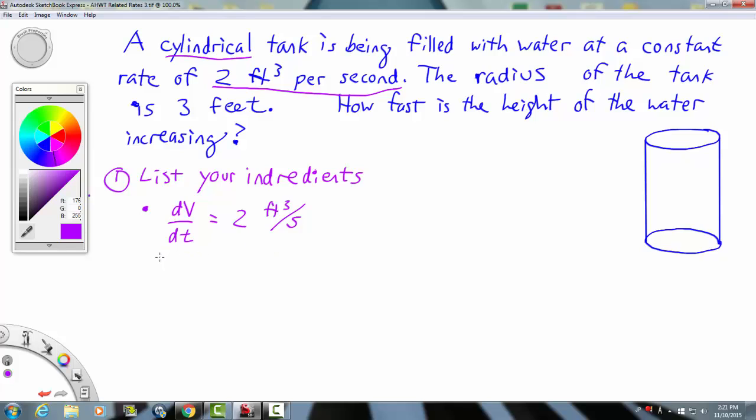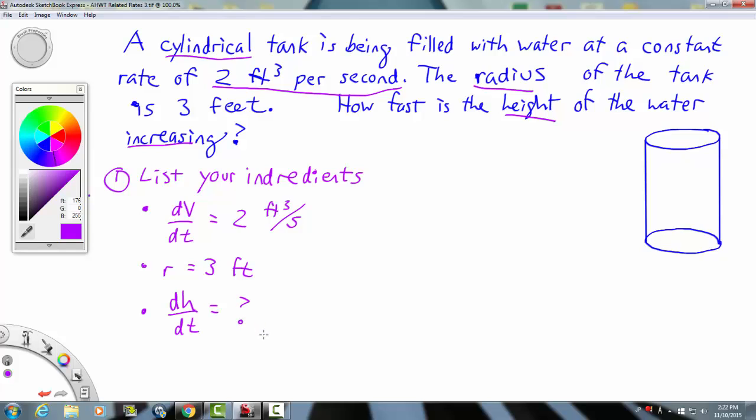So there's that. The radius of the tank, that would be helpful. r equals 3 feet. And how fast is the height of the water increasing? I meant to circle that. So that's our unknown. What is it that they want to know? They don't want to know the height, so we're not going to write h equals. We're going to write dH, because they said how fast is the height of the water increasing? dH/dt, how fast per time? We don't know what it is.